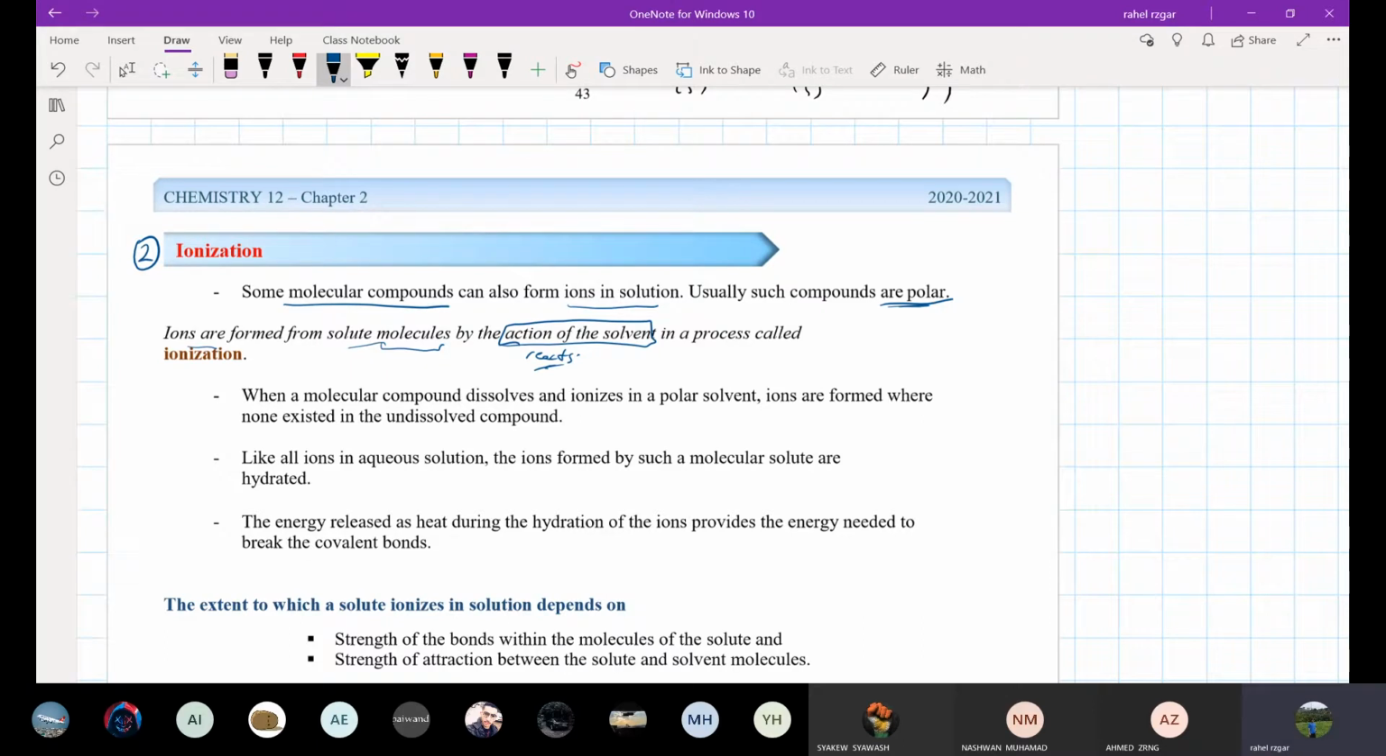Molecular compounds don't have any ions. But some molecular compounds, when they dissolve in, let's say, water, by the action of the water, when they react with it, they form ions.